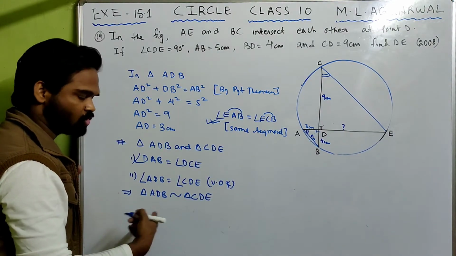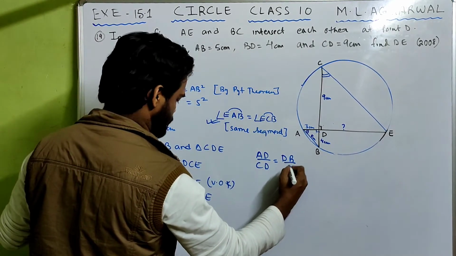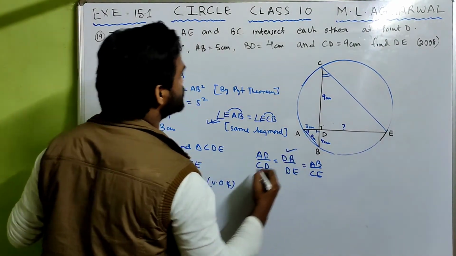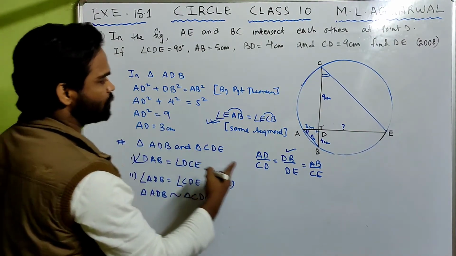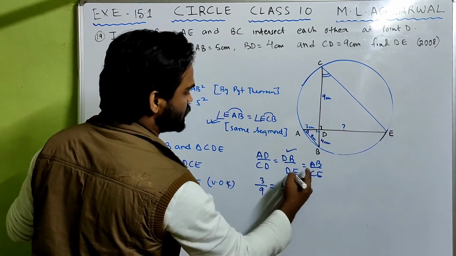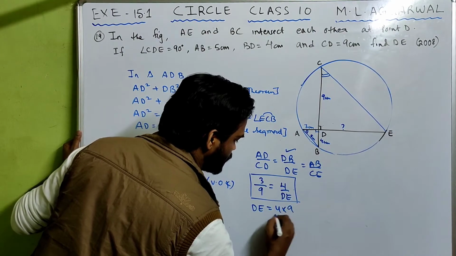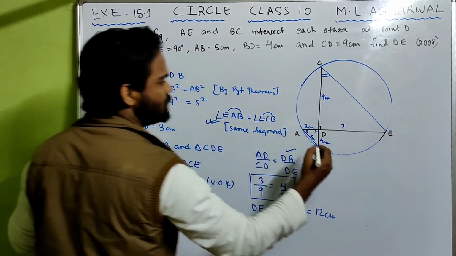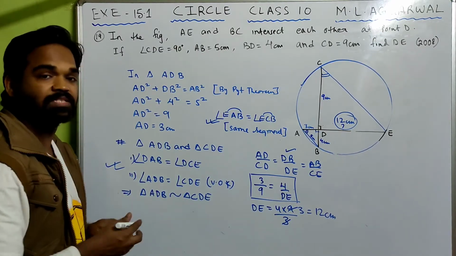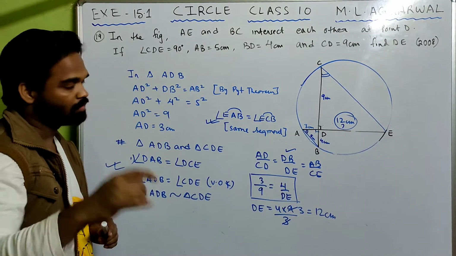Now, if they are similar, their corresponding sides are proportional, which means can I write AD by CD, DB by DE is equal to AB by CE. Now they have asked for DE, so we'll take this. They've given AD as 3, CD as 9, DB as 4, DE they have asked. Just taking the first two, isn't it? So DE will be 4 multiplied by 9 divided by 3, that's 12 centimeter, which means DE is 12 centimeter. So we just needed to prove that those two triangles are similar. Once you prove they're similar, then use the property that in similar triangles, the corresponding sides are proportional to each other. Done? Clear?